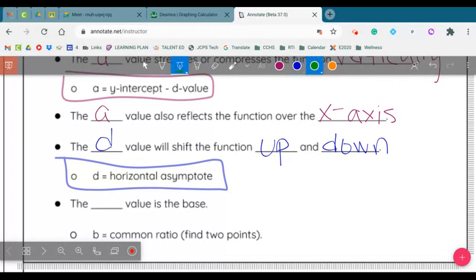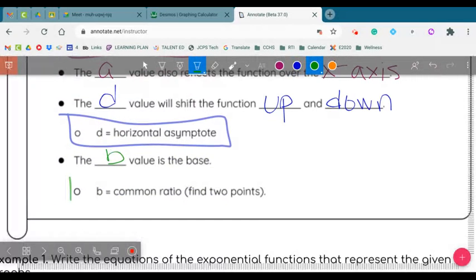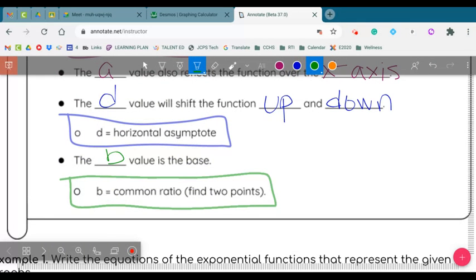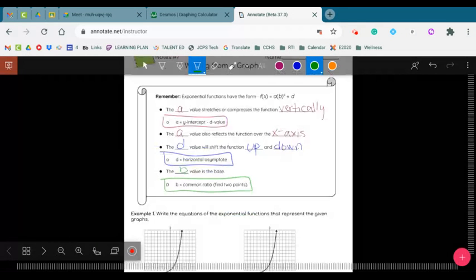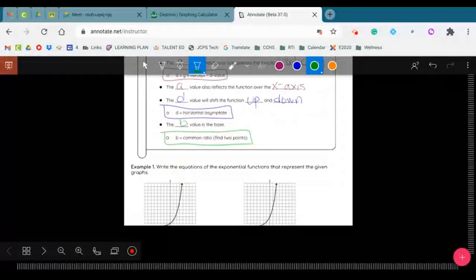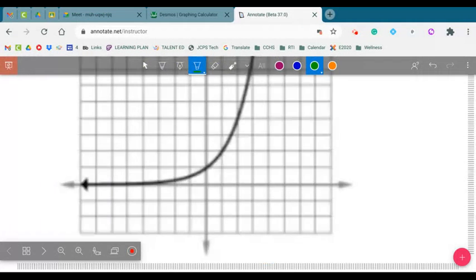And then lastly, we have our b value, which is our base. In order to find that, we have to find what we call the common ratio between 2 points on our graph. And we're going to talk about that today. So let's go down and get started by writing the equations.